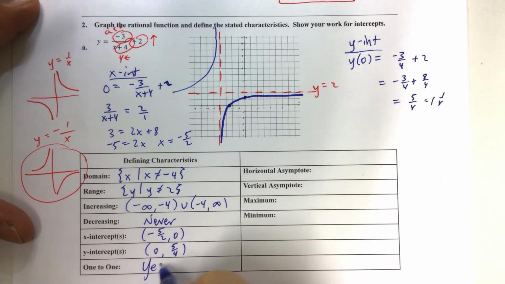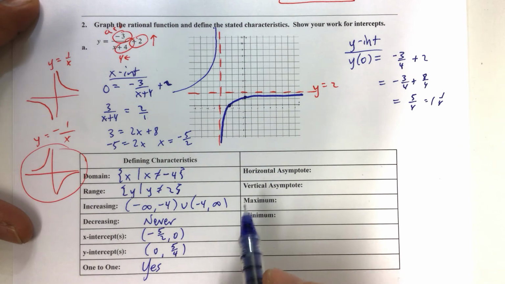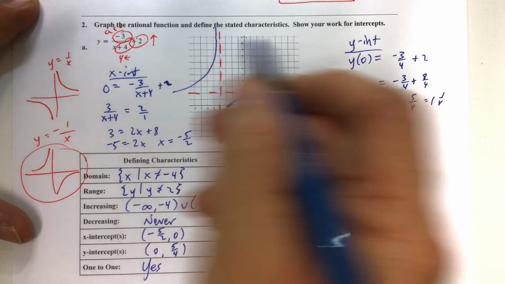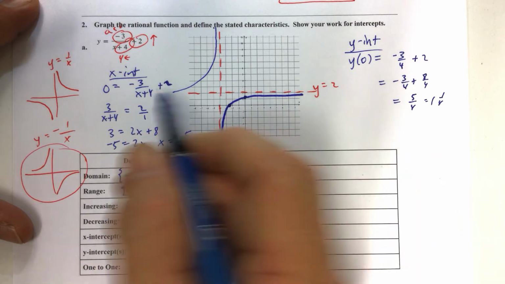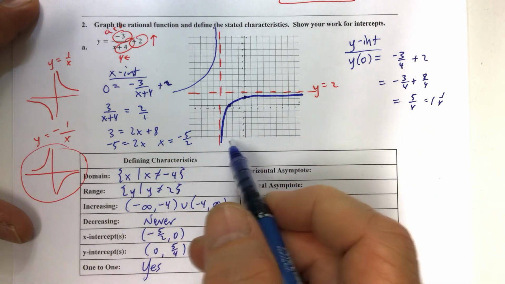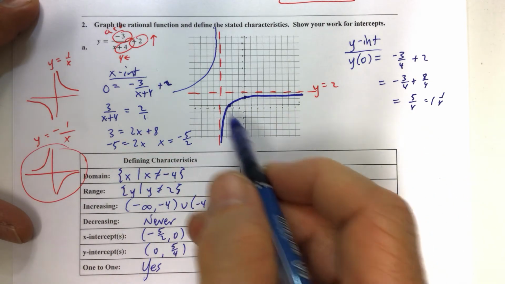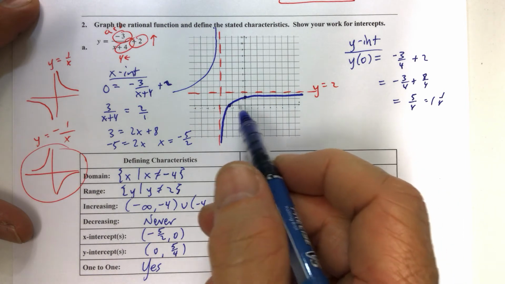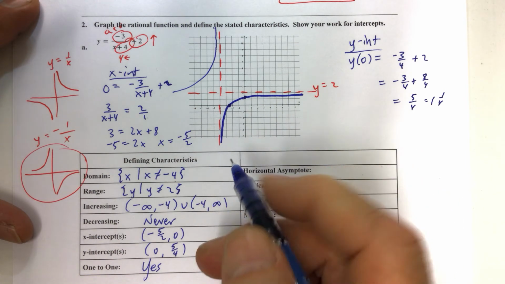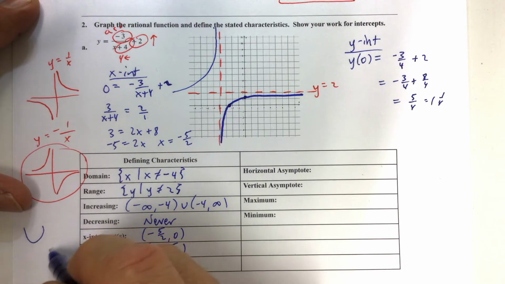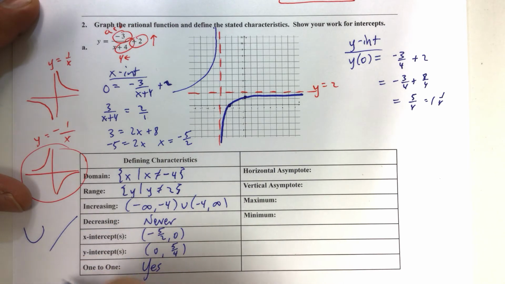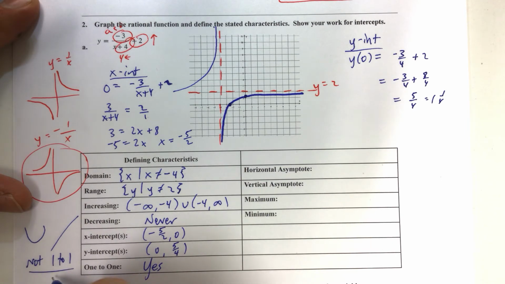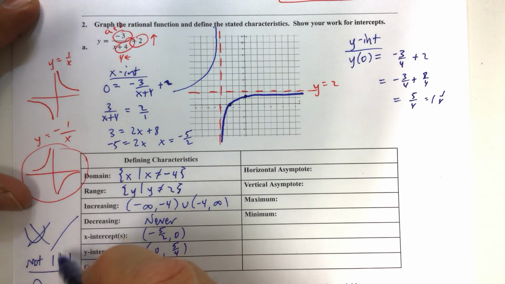1 to 1, if you remember, that's a yes. If you remember, a function is 1 to 1 when you can draw a horizontal line anywhere through the graph that only hits the graph at 1 point maximum. So 1 to 1 functions would be like this, anything like that. Not 1 to 1 would be something like, oh, sorry, that's not 1 to 1. It has to be always increasing or always decreasing for it to be 1 to 1.